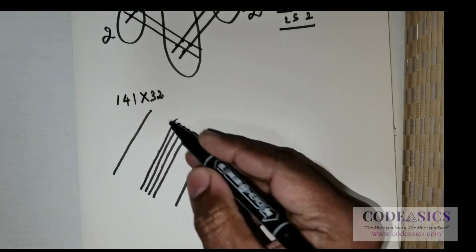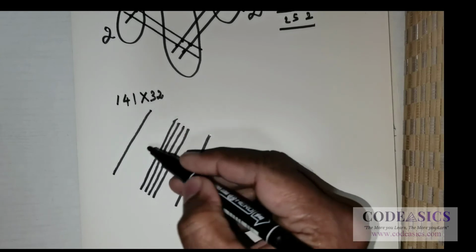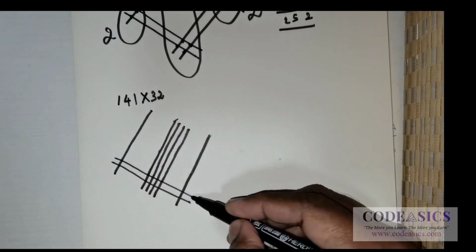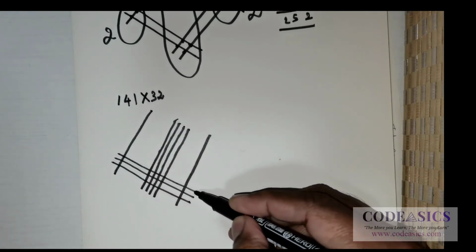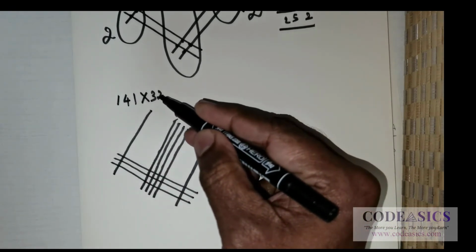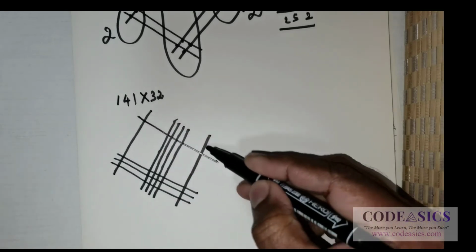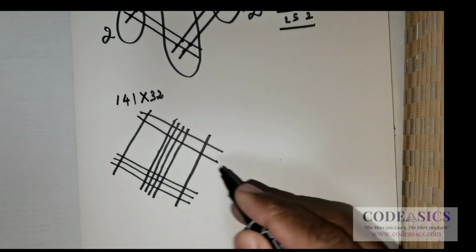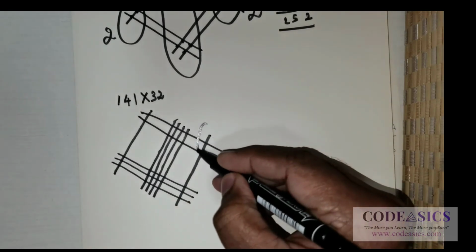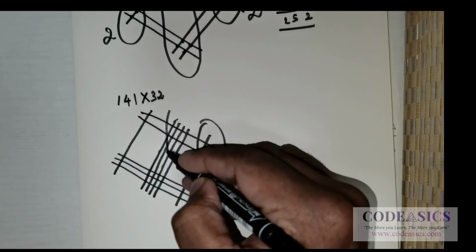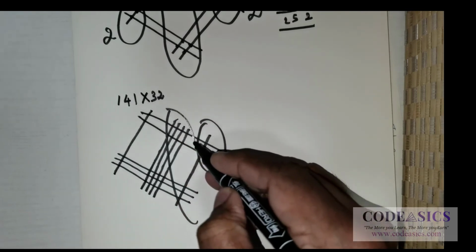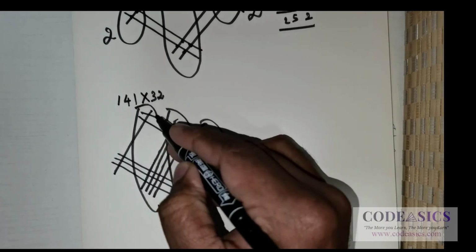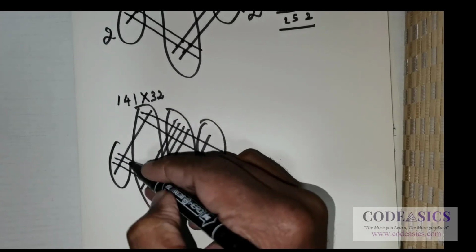Now start from this side and represent 3 lines for this number 3. So it's going to be 1 and 2 and 3. Then you move up and you represent 2 lines for this number 2. So it's 1 and 2. So now you got the following groups. You got a group here. This is one group, and this entire thing is group number 2. This is group number 3, and this is group number 4.